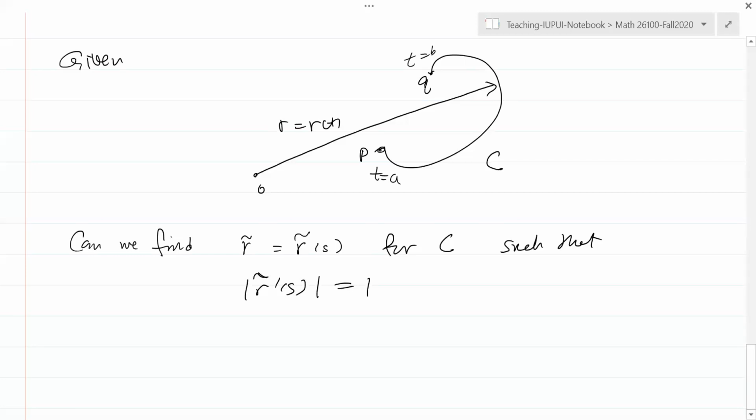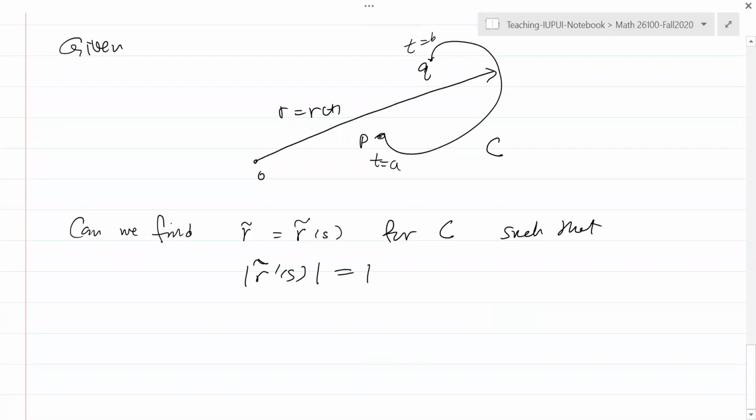Then you just set the constant speed to be 1. Whether it's 1 mile per hour or 1 meter per second doesn't matter, just 1. Then that moving object gives you a parametrization such that the length of the tangent vector is always equal to 1, because the tangent vector is the velocity of the moving object.